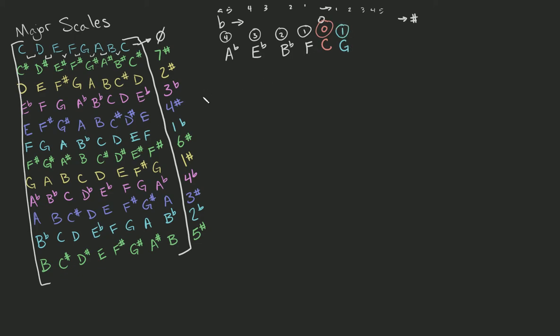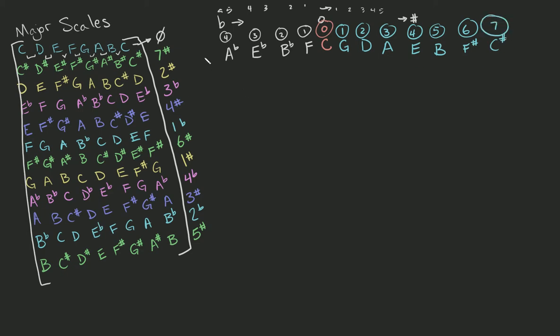1 sharp. The next one is D major, which has 2 sharps. The next one is 3 with A major. Number 4 is E major. Number 5 is B major all the way at the bottom. 6 sharps is F sharp major. And finally we have 7 sharps, and that will be C sharp major.